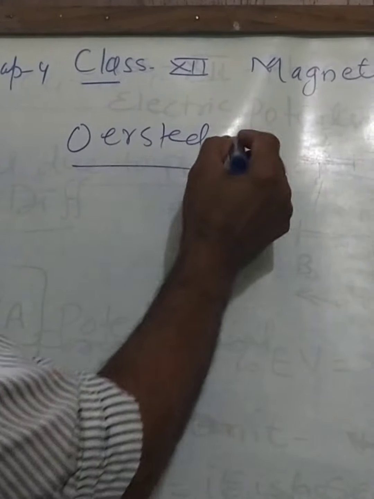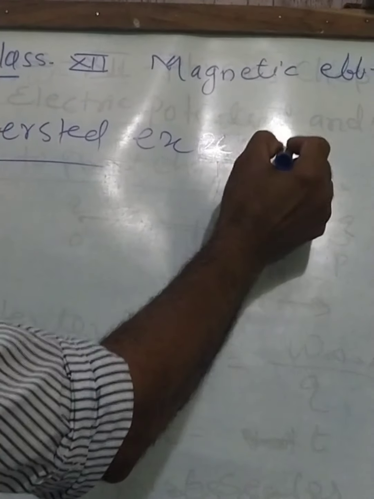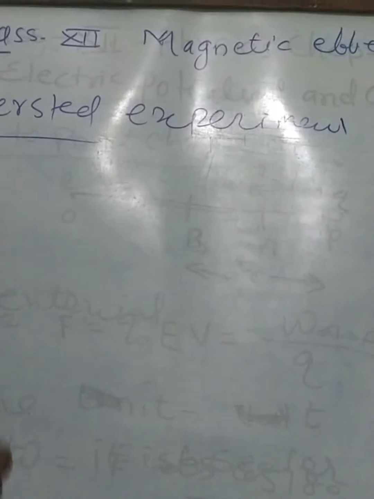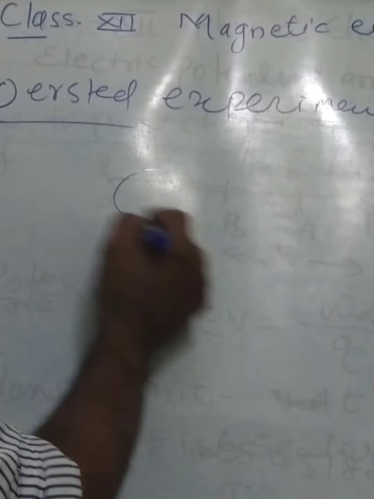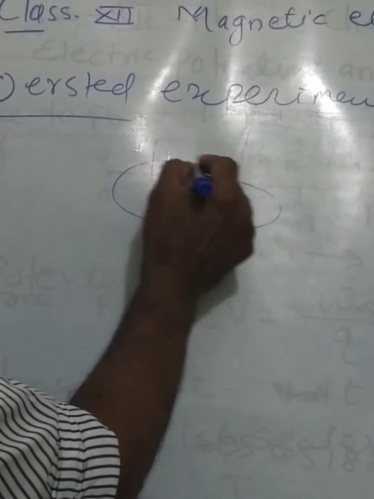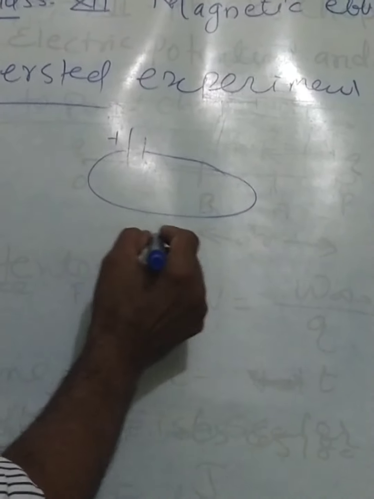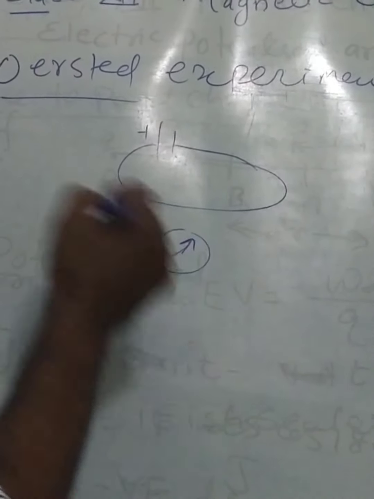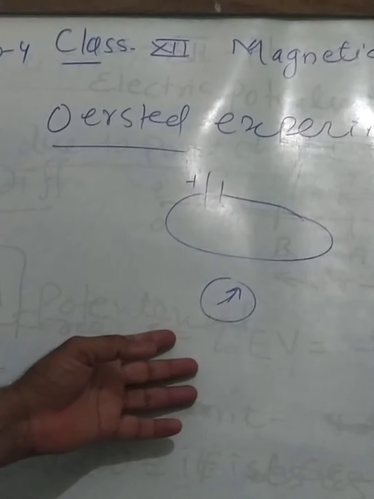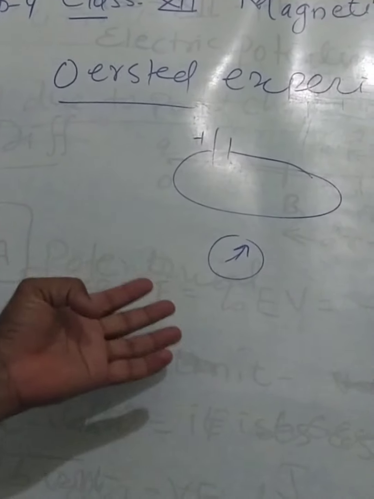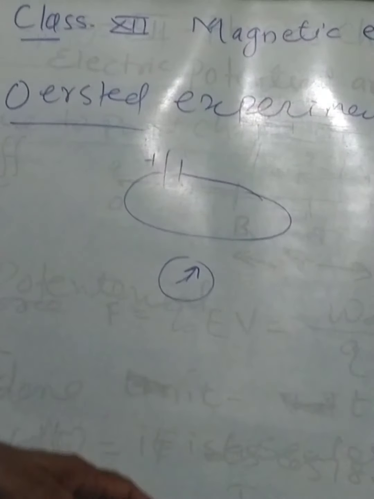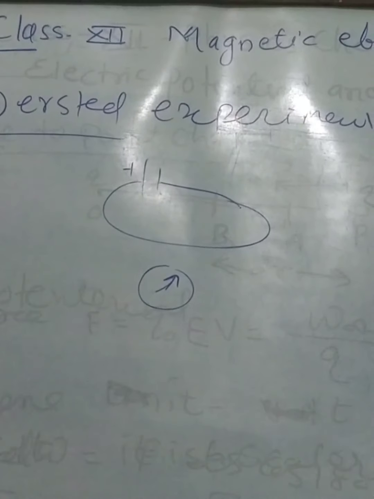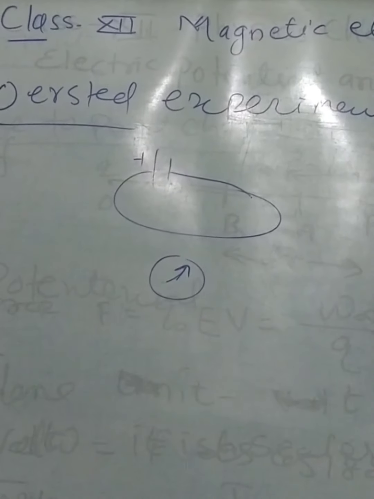Oersted experiment. He brought a needle in contact with the current. Suppose we have a coil, and when a needle is brought to it, the magnetic needle deflected, therefore it is called the magnetic effect of current. And many laws are given to explain this effect.